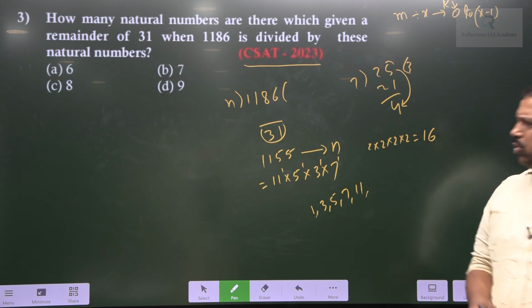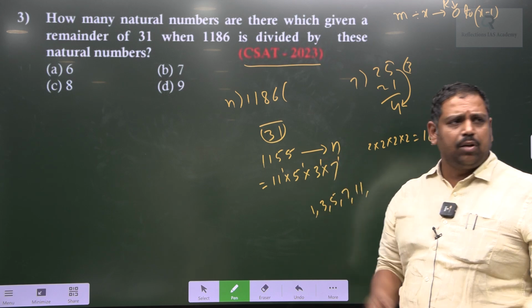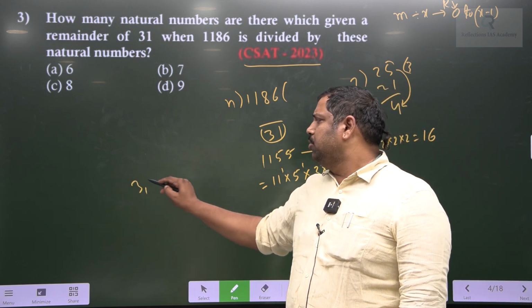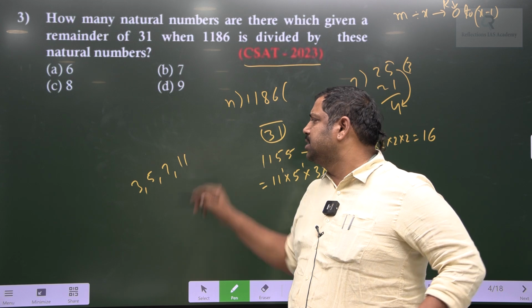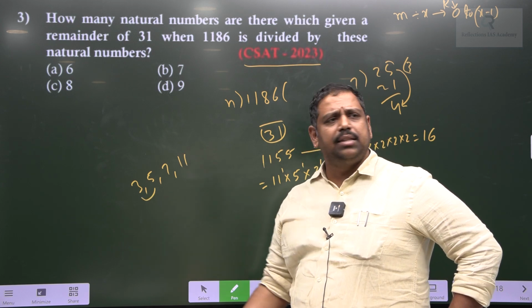Sir, factors means only, why should I take these ones? I can go with the products also, right? Yes or no? The numbers I got are 3, 5, 7 and 11 in ascending order. 3 fives are how much here? Less than only, right?